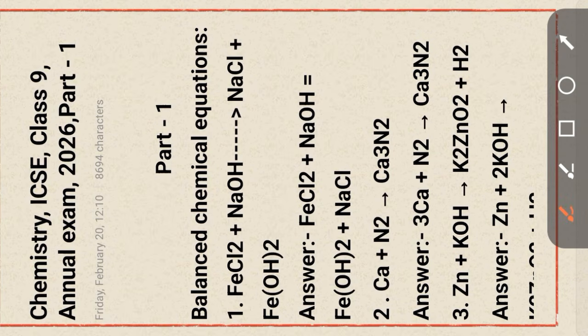My dear viewers, now we discuss ICSE Class 9 Chemistry annual exam 2026, part 1. Now, balance the chemical equation number 1: AlCl2 plus NaOH form NaCl plus Al(OH)2. On the left side and right side, the number of atoms of every element is the same. Okay, that is balanced. Next, question number 2.